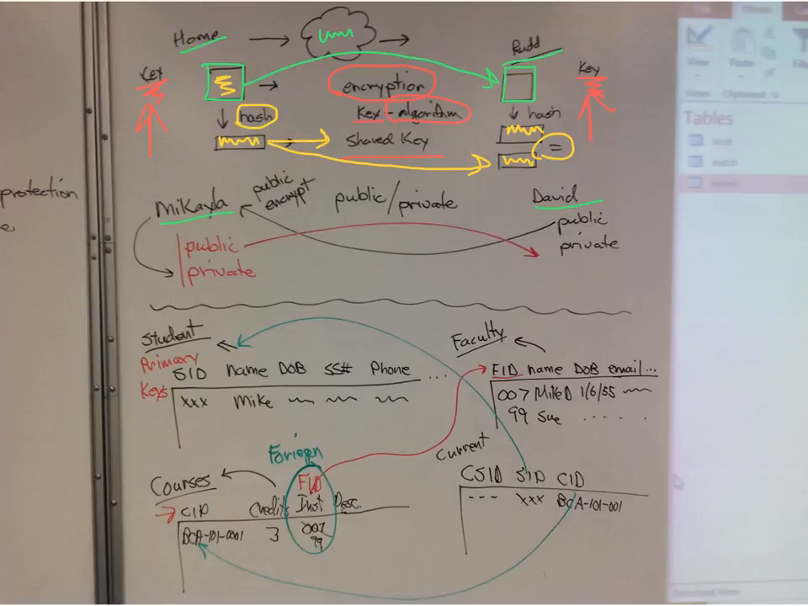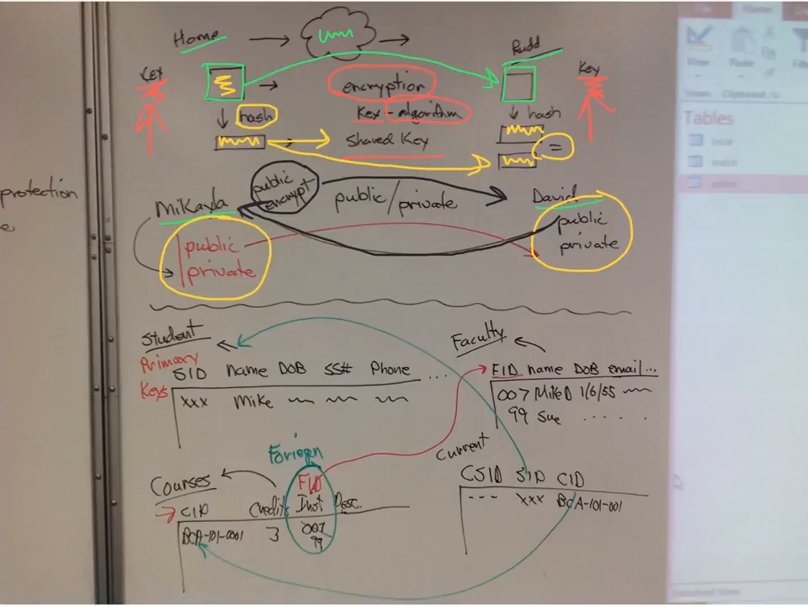Now, exchanging the keys can be a problem, so what we can do, we can have public and private keys. So David can send his public key to Michaela, okay, and Michaela can encrypt the data with that public key, send the data over to David. And then David can decrypt it with his private key.